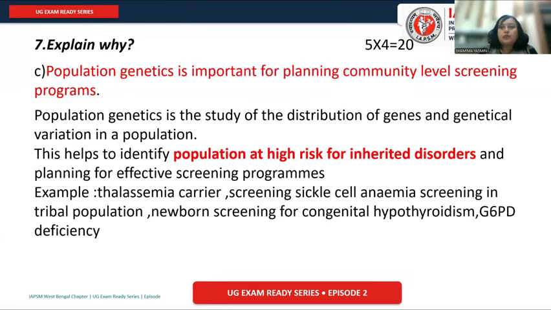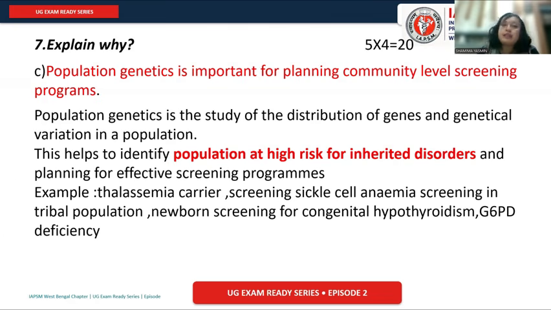Coming to question 7, which is an explain-why type of question, it has been asked why population genetics is important for planning community level screening programs. We know some diseases are transmitted by genes. There are inherited diseases. So to make screening more cost effective, we can do some population genetic study and screen those who have the risk of getting the diseases.